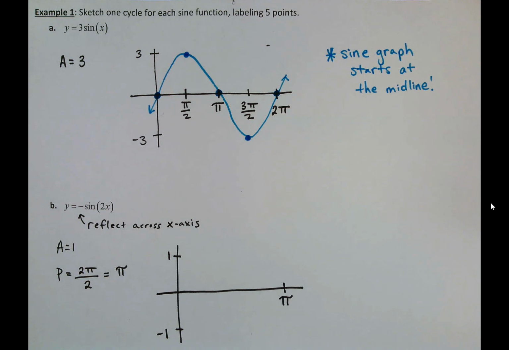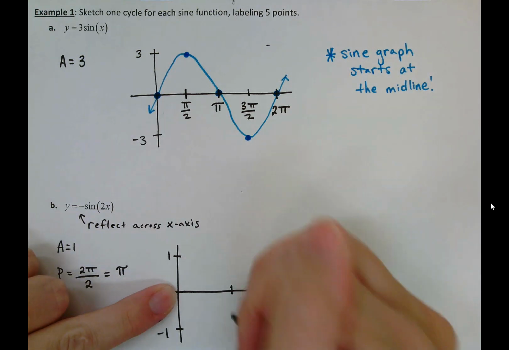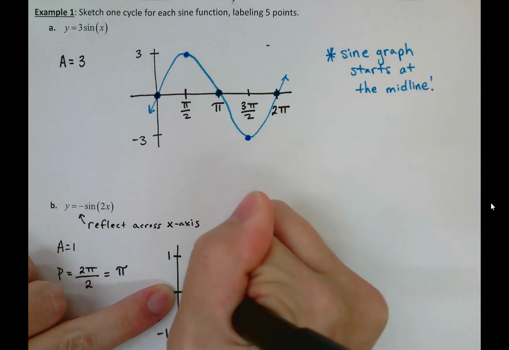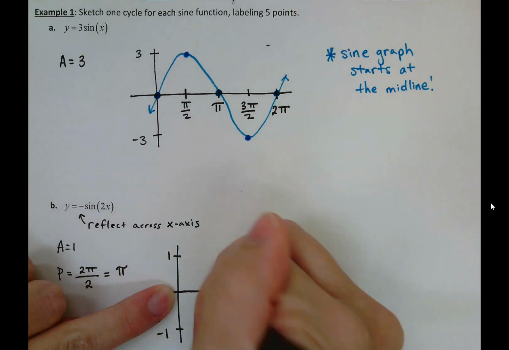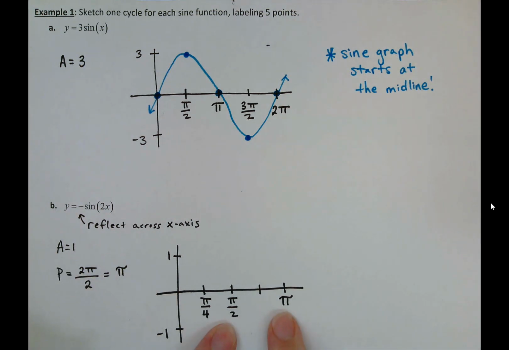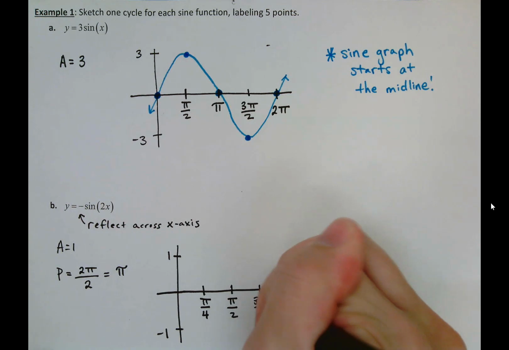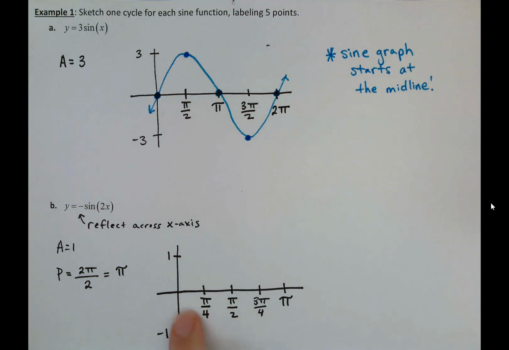And remember, I want 5 points. So my first point is here at 0, then pi, and then I go halfway. So half of pi is pi over 2. And then I go halfway again, and half of pi over 2 is pi over 4. And then I want a halfway mark in between pi over 2 and pi. Another way you could do this is if I know that one little tick mark is a pi over 4 length. So this is 1 pi over 4, 2 pi over 4, 3 pi over 4, and then our ending point would be 4 pi over 4, or pi. So now I have my 5 points.